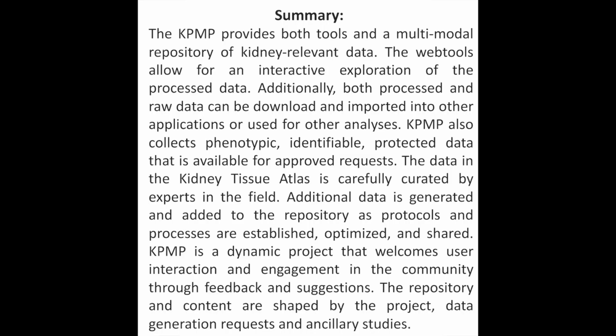The KPMP provides both tools and a multimodal repository of kidney-relevant data. The web tools allow for an interactive exploration of the processed data. Additionally, both processed and raw data can be downloaded and imported into other applications or used for other analyses. KPMP also collects phenotypic identifiable protected data that is available with approved requests. The data in the Kidney Tissue Atlas is carefully curated by experts in the field. Additional data is generated and added to the repository as protocols and processes are established, optimized, and shared.